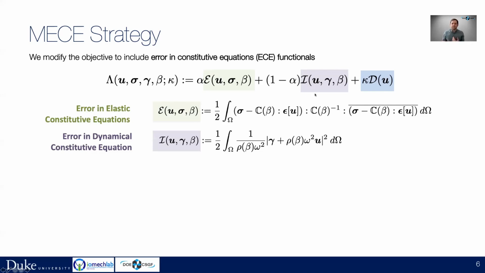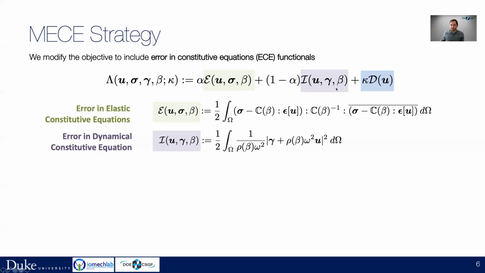Now these ECE functionals essentially quantify violation in the constitutive equations that govern the elastic behavior, so that the stress is equal to the constitutive tensor times the strain. And in the dynamic behavior, that the mass inertial forces are equal to negative mass density times omega squared u. So essentially, our objective function now is the quantification of 2 types of model error, elastic and inertial error, with our original structural objective.